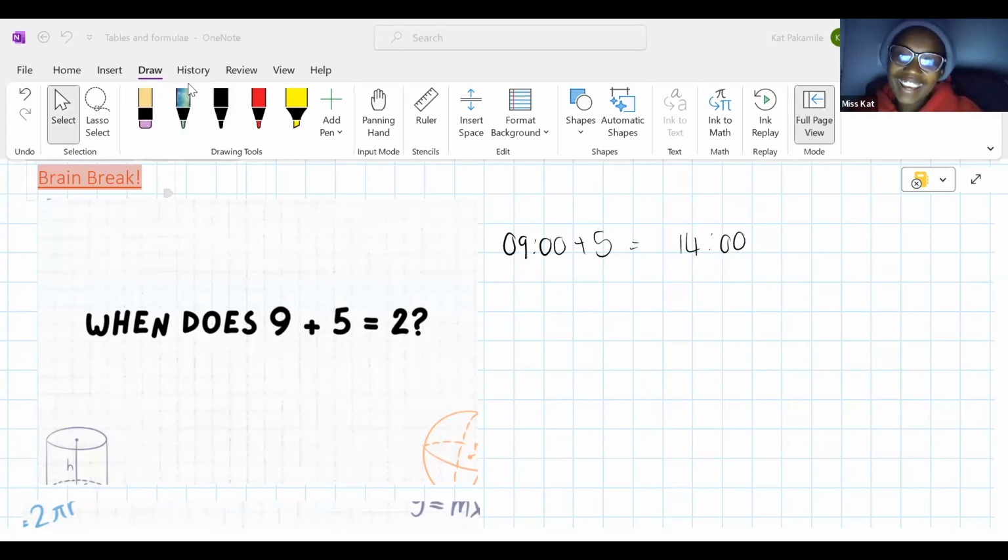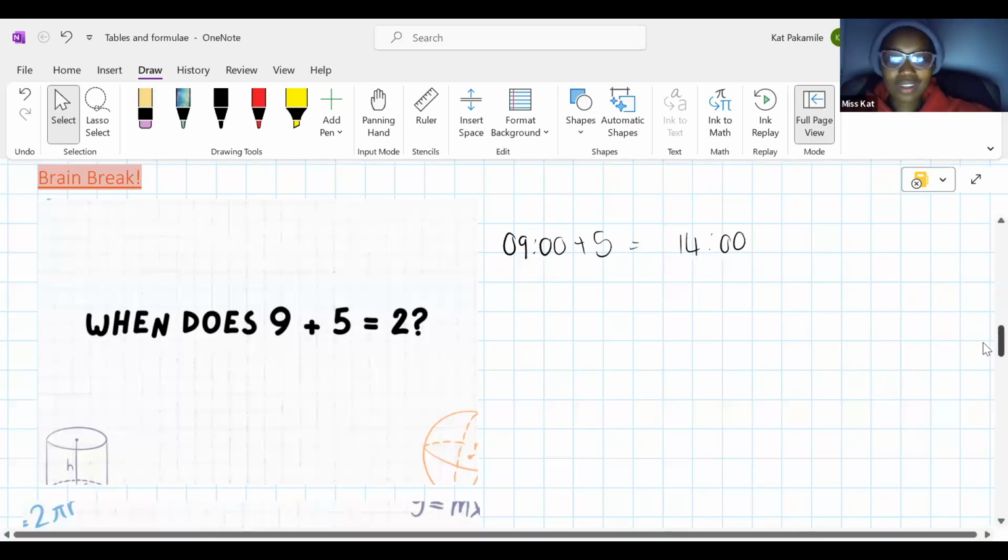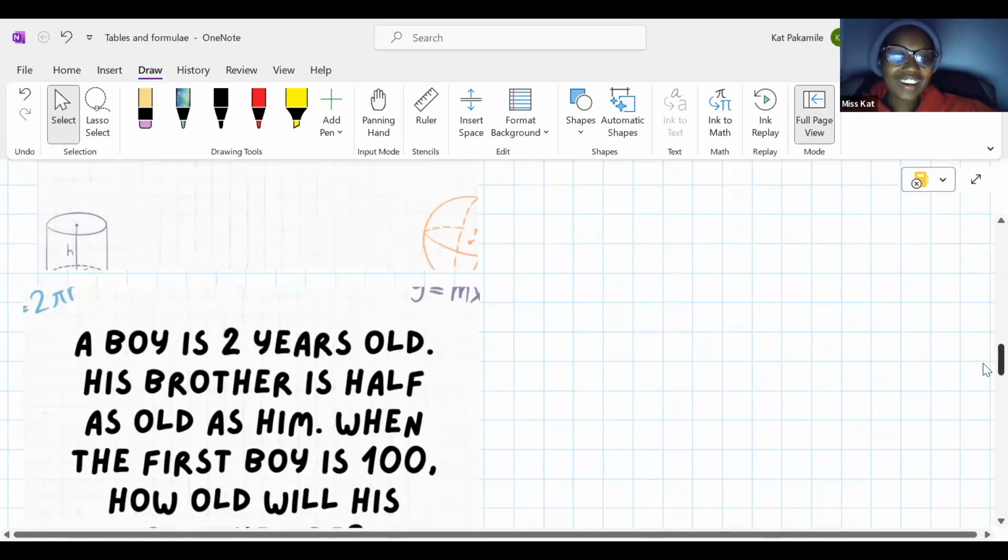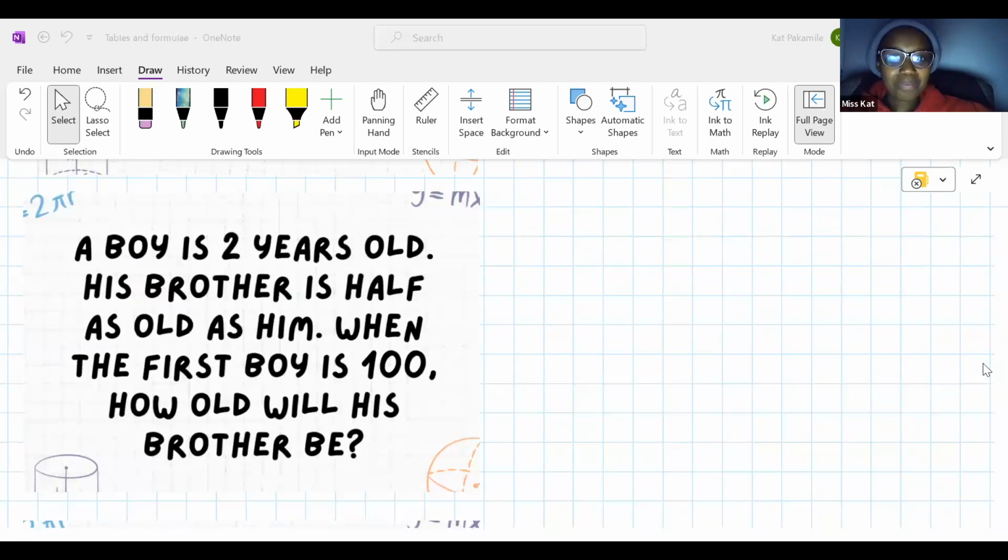Oh! Yeah. So 9 plus 5 is equal to 2 when you're telling the time, because 9 o'clock plus 5 hours is 2 o'clock. Thank you. You cracked it without knowing. Thanks, Miss. You're welcome. Isn't that funny? Okay. A boy is 2 years old. His brother is half as old as him. When the first boy is 100, how old will the brother be?